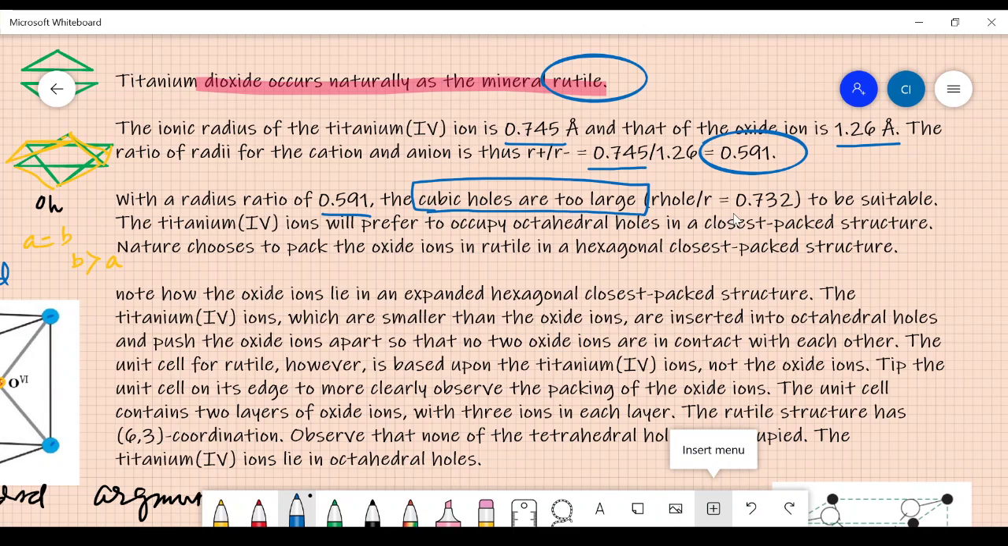Cubic holes are too large. Therefore, the radius ratio r_hole/r_anion is 0.732, which is suitable for titanium ions, which prefer octahedral holes. Therefore, the titanium ions will prefer to occupy octahedral holes. What are the octahedral holes?